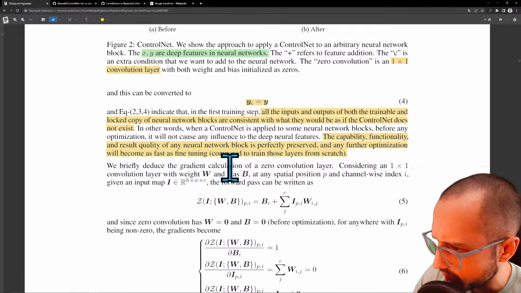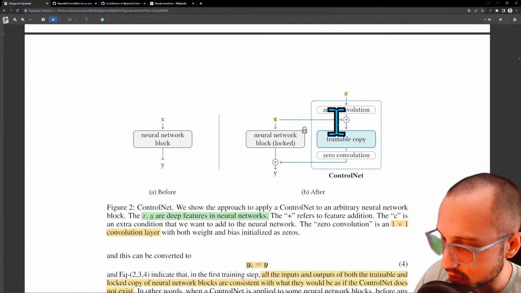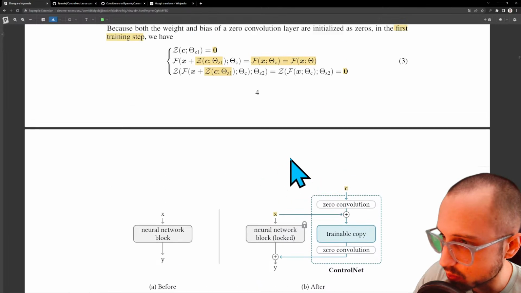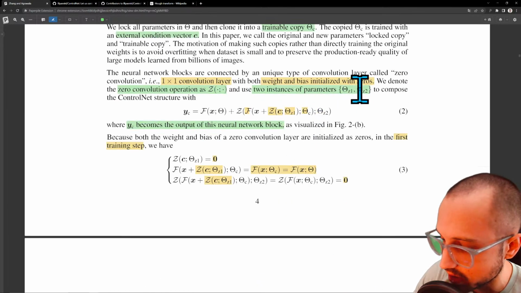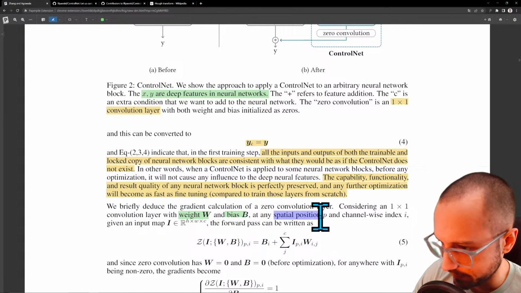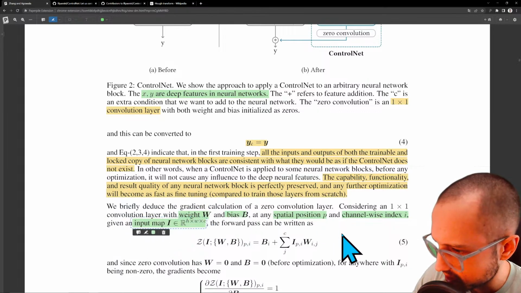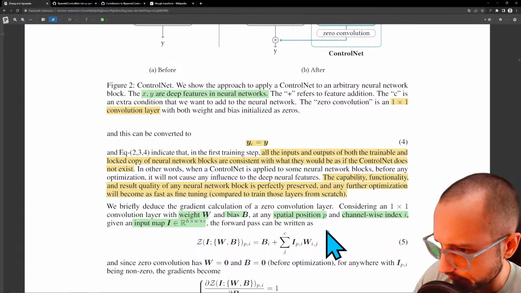We briefly deduce the gradient calculation of a zero convolutional layer, considering a 1x1 convolutional layer with some weights and biases. So, okay, they're going to maybe do a little bit. Weights and biases are in here, so the weights and biases would be part of the theta z1 and theta z2. At any spatial position p and channel-wise index I, given an input map I, the forward pass can be written as... okay. So input map I here.